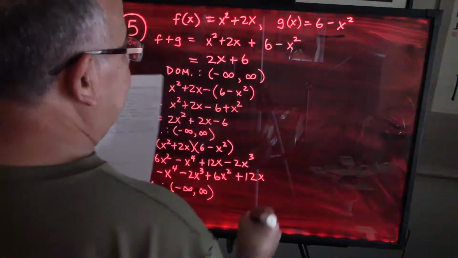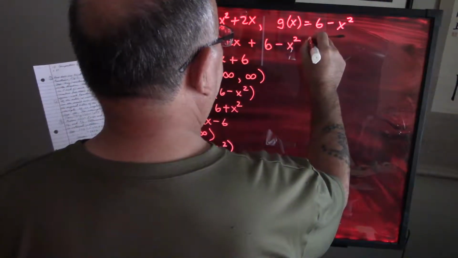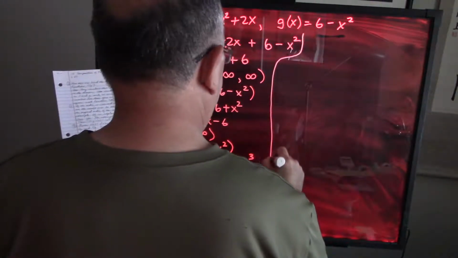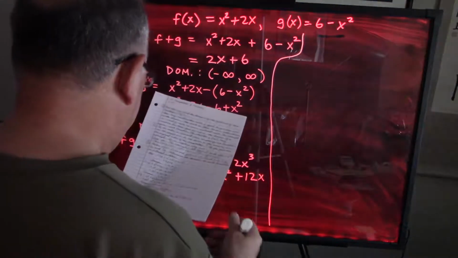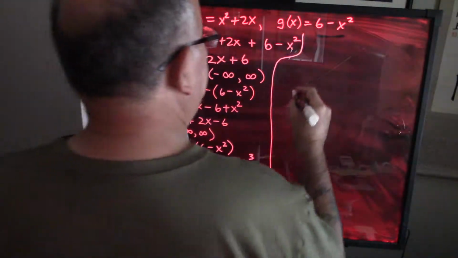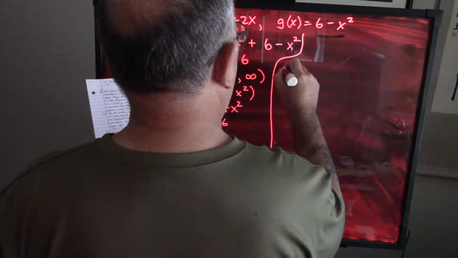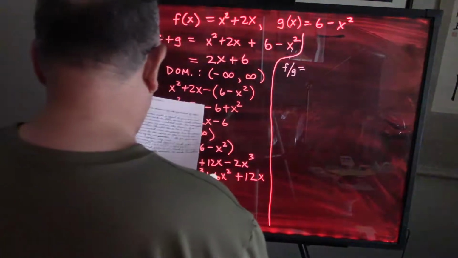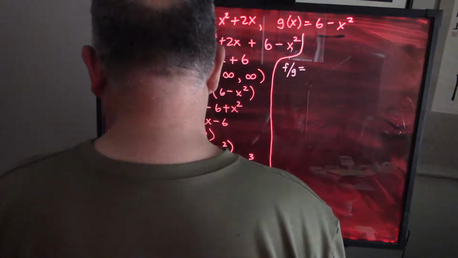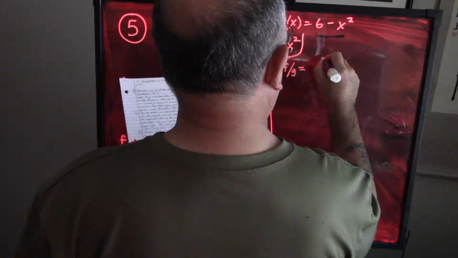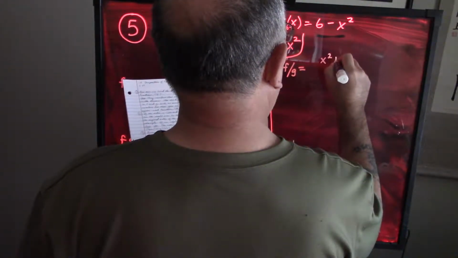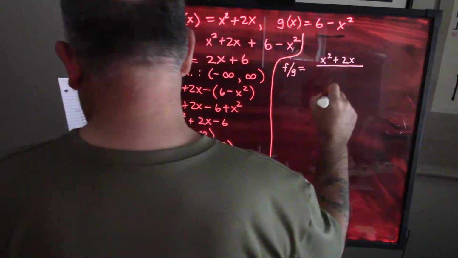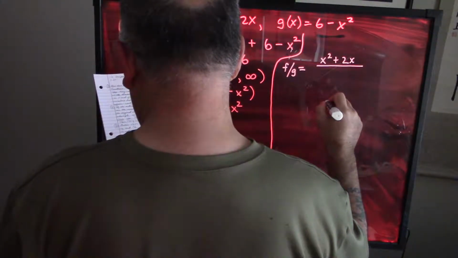And let's see if I can write this over here. Put a little dividing line here. F divided by g. So that's x squared plus 2x divided by g of x, which is 6 minus x squared.